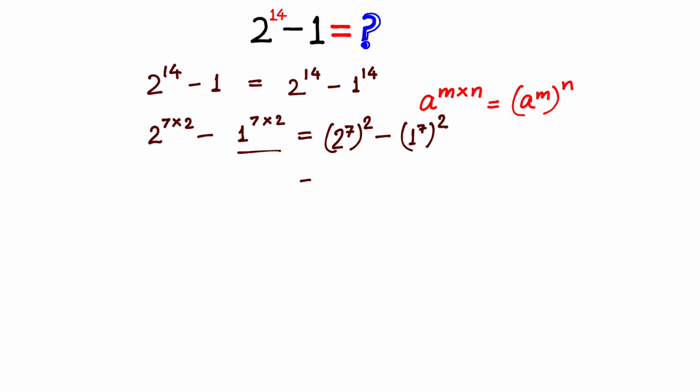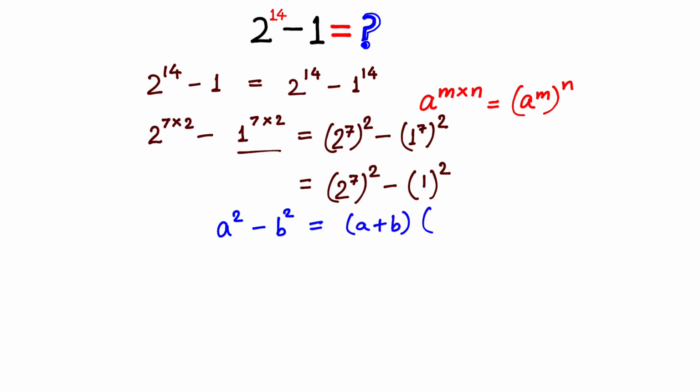Now the next step is, it is 2 raised to the power 7 whole raised to the power 2 minus 1 raised to the power 7 is 1, so 1 raised to the power 2. Now it looks in the form of another formula, that is a square minus b square, which is equal to a plus b multiplied by a minus b. As you can see, 2 raised to the power 7 behaves like a and 1 is your b.